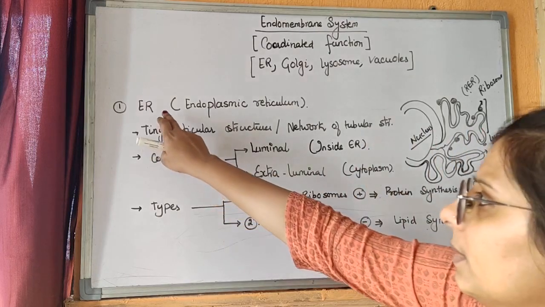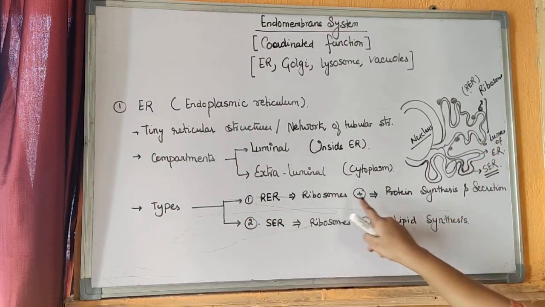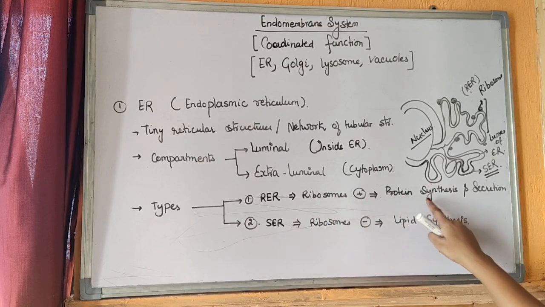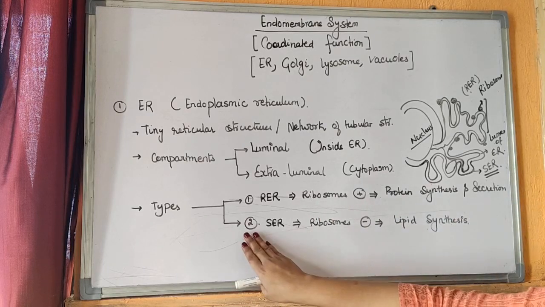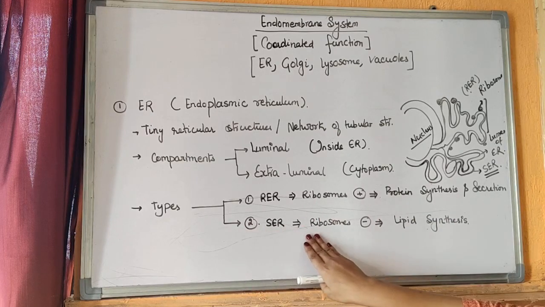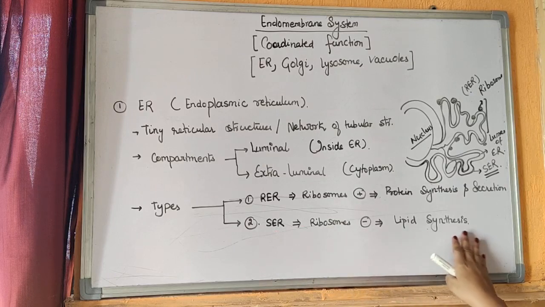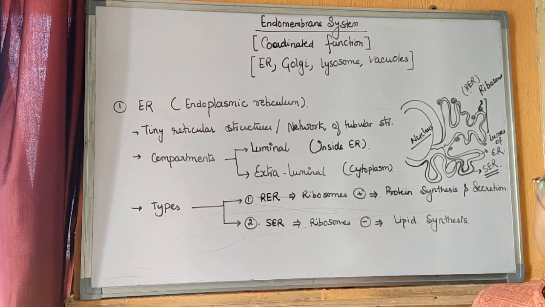Thus, endoplasmic reticulum is of two types: rough ER having the ribosomes, which is involved in protein synthesis and secretion, while the endoplasmic reticulum not having ribosomes on its surface is involved in lipid synthesis.